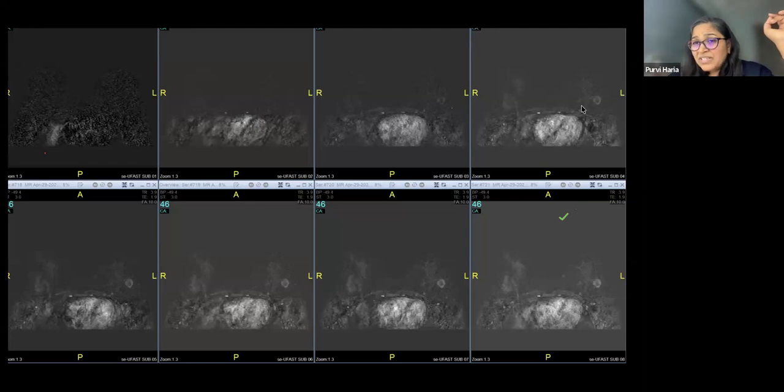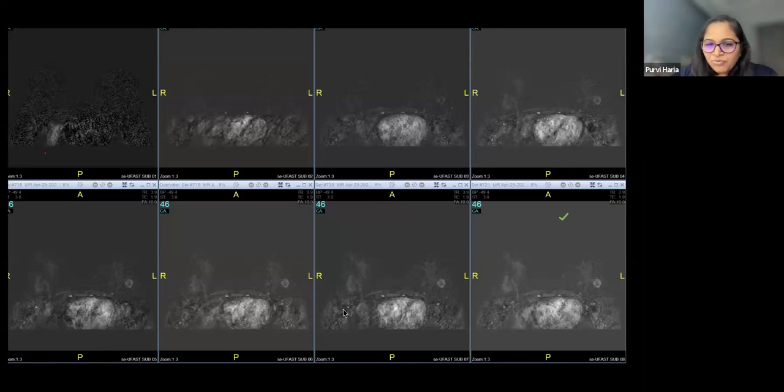Now, this is the fourth phase. I see only the lesion in the breast enhancing. There is nothing else which is enhancing in the breast. This fourth and fifth phase tells me about the lesion: okay, only the lesion is enhancing.